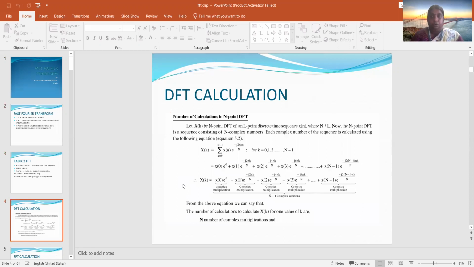First we will go through the DFT calculation and then how it is transformed in FFT. The number of calculations in the N-point DFT: we know the expression for the DFT, X of k is the summation n equals 0 to N minus 1 of x of n e power minus j 2 pi k n by N. For k, the values move from 0 to N minus 1. So from the above equation, the number of calculations to compute X of k for one value of k are N complex multiplications and N minus 1 complex additions.